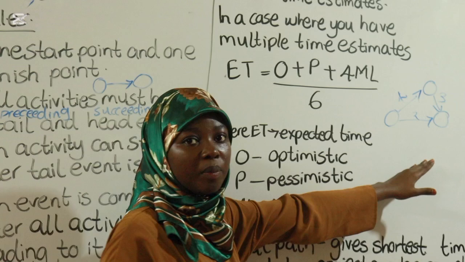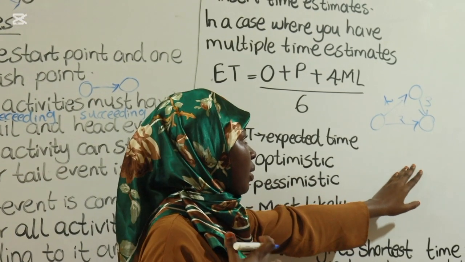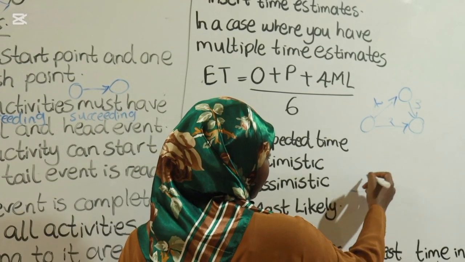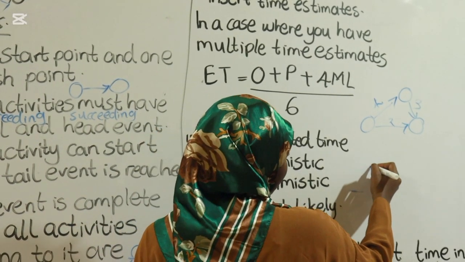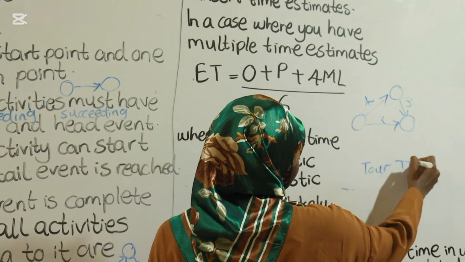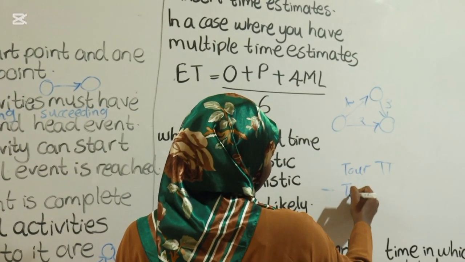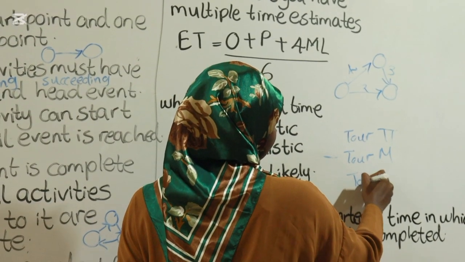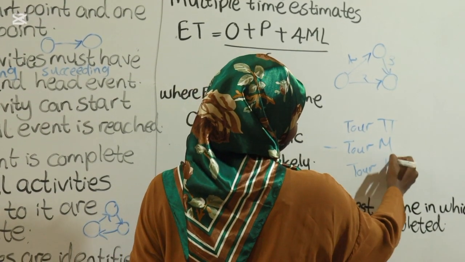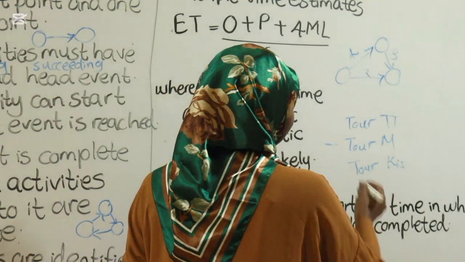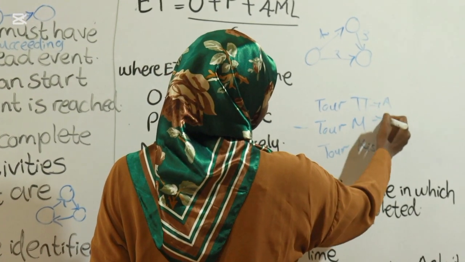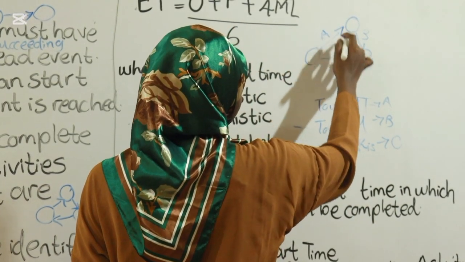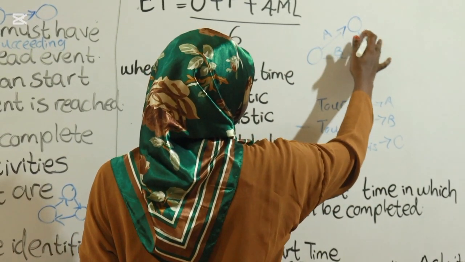Maybe your whole project is traveling Kenya. You can take that for an example. Your whole project is traveling Kenya, so you start with the first activity, you tour Taita Taveta. Your next activity is you tour maybe Mombasa, and then your last activity is you tour Kisumu. So maybe this is your activity A, this is B, and this is your activity C.